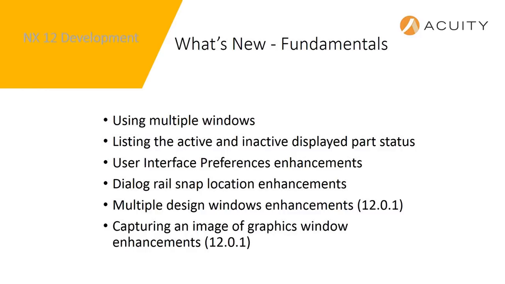In keeping with the ribbon bar design, the NX12 display has been changed to include a tab multi-part display, which is really helpful in practically every facet of design, manufacturing, and simulation, especially when designing or working in the context of an assembly. Here are some of the things that I'll show in the demonstration: using multiple windows, listing the active and inactive displayed part status, user interface preferences enhancements, dialog rail snap location enhancements, multiple design window enhancements, and capturing an image of a graphics window enhancement.